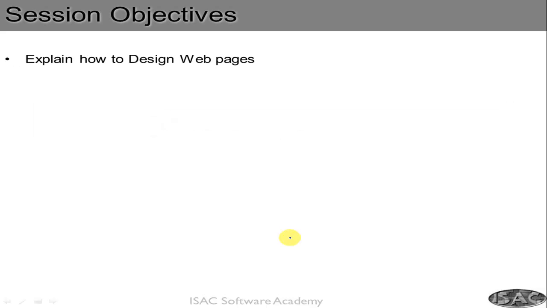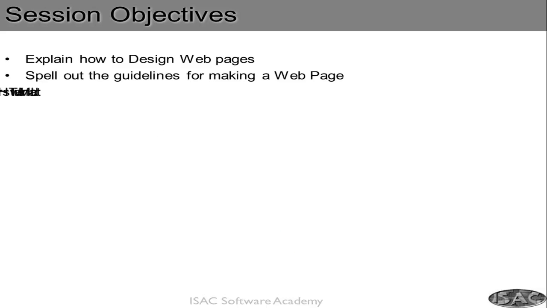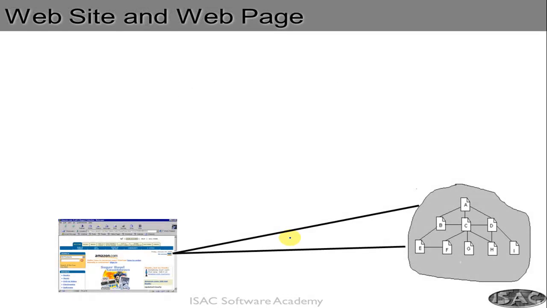The objective of this first session is to explain how to design web pages, spell out the guidelines for making a web page, and understand what HTML is. Let us see this example. When you go to the Amazon website, you see this website, right? This is a website made of multiple HTML pages. When you click the various links, let us assume you click here, here, here, here, the various web pages are displayed to the user.